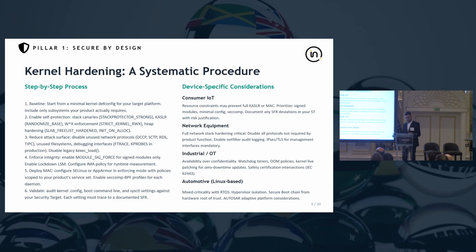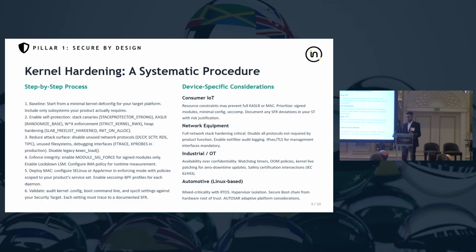Moving on, kernel hardening. There's a lot of data here, so I will try to go through it quickly. Step one, probably the most important one, is baseline. Start from a minimal kernel defconfig, right? So don't use what you don't need, have only what is necessary. Include only the subsystems that the product actually requires, because every kernel option that you enable is an attack surface that you have to maintain and defend.